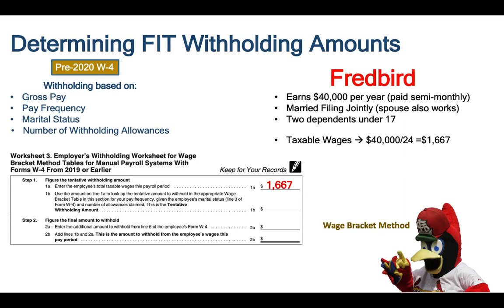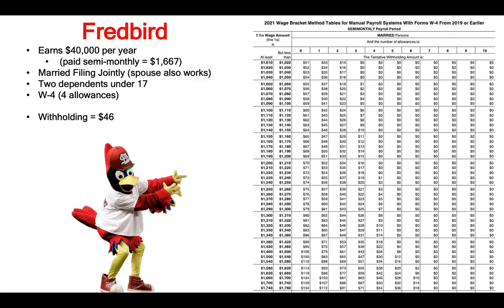1B, use the amount on line 1A to look up the tentative amount to withhold in the appropriate wage bracket table in this section for the pay frequency, the marital status, etc. So we need a big table. In Publication 15T, we see the 2021 wage bracket method table for manual payroll systems with Forms W-4 from 2019 or earlier. On the left-hand side are two columns, which say if the wage amount in line 1A is at least but less than, and that's the row we need to find.